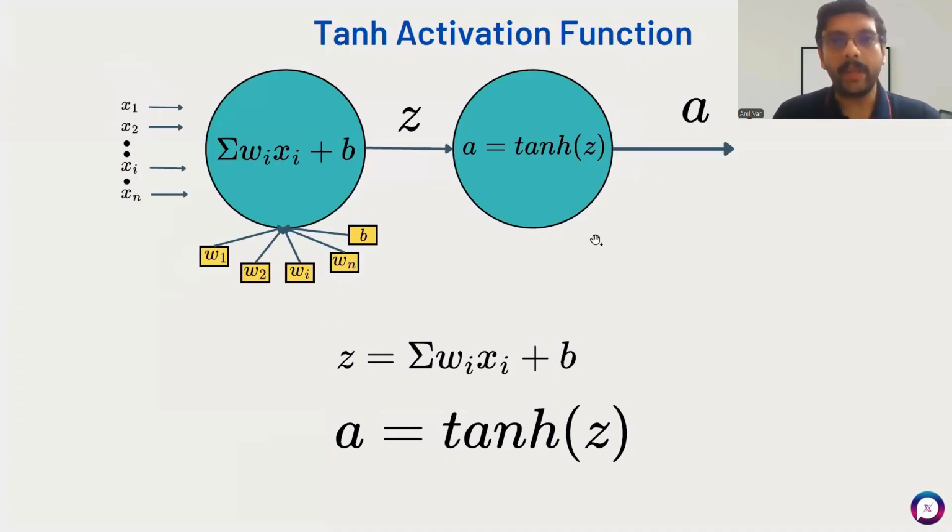Now what do we have? We have the second part, which is the nonlinear part, which is the activation function. And we're using a tanh activation. So we're going to take this z, and the activation function is basically going to be the tanh of z, the hyperbolic tangent, which is a trigonometric function of z. That's it. It's very simple.